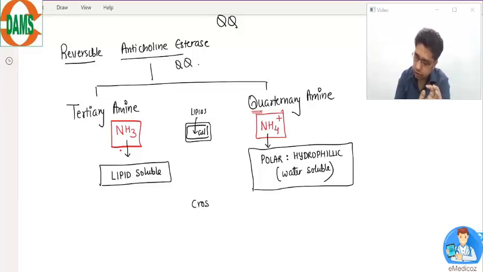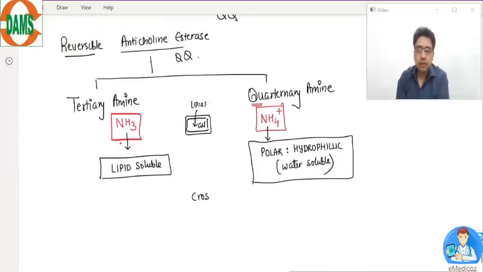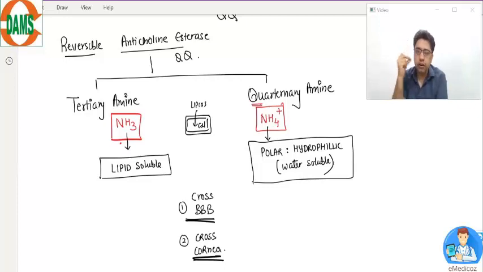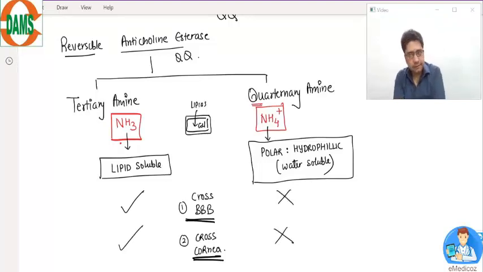Which drugs can cross the cornea? Which drugs can cross the blood-brain barrier? Which drugs can cross the cornea if they are given as topical eye drops? So can we say that they will cross? They will not cross. Okay.